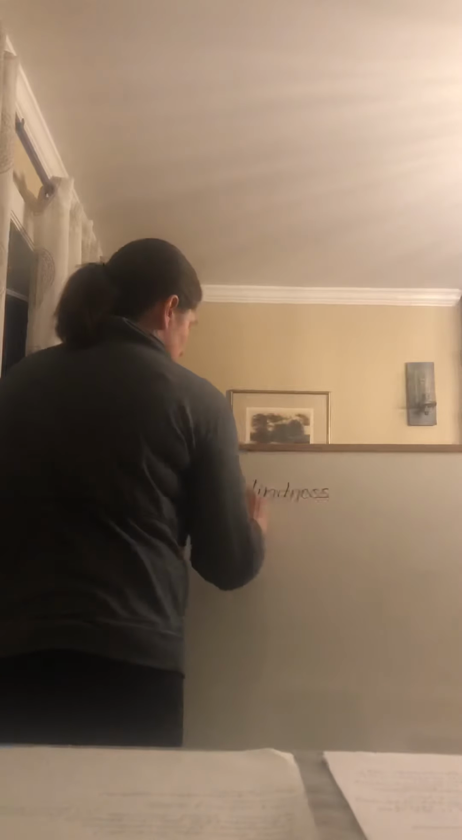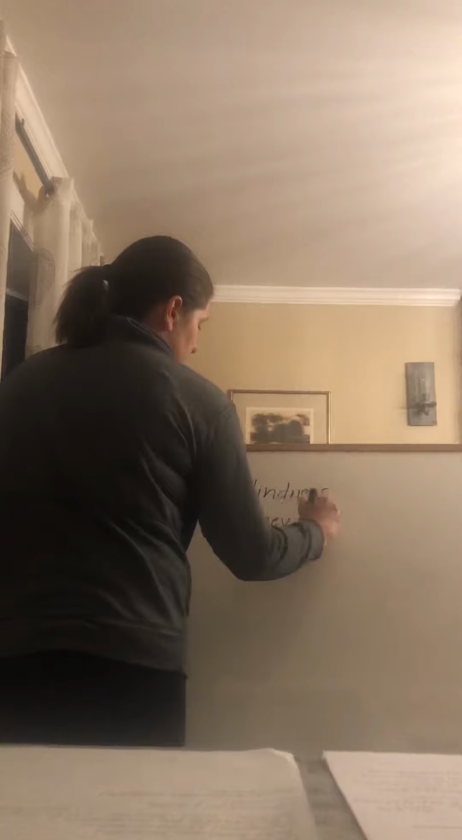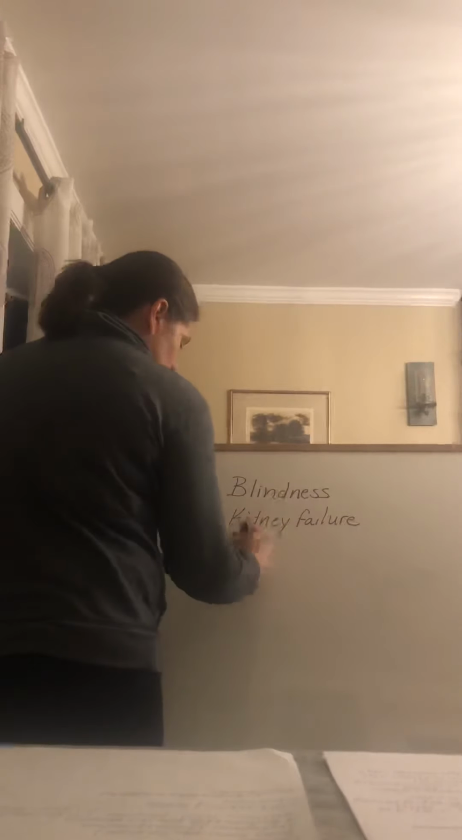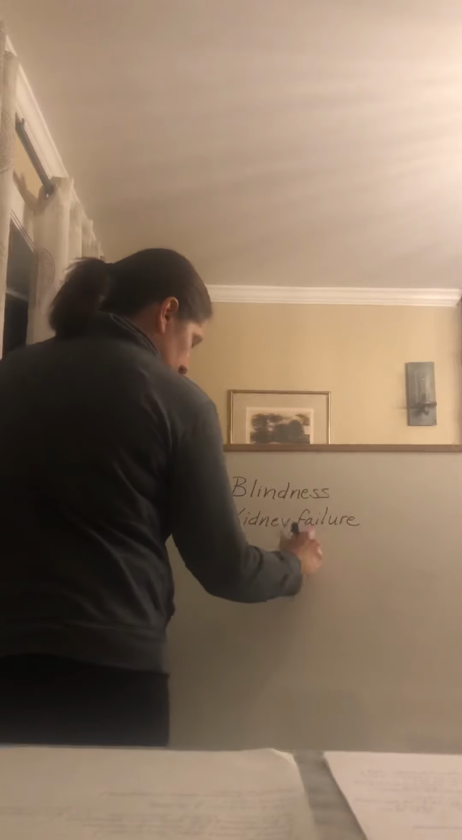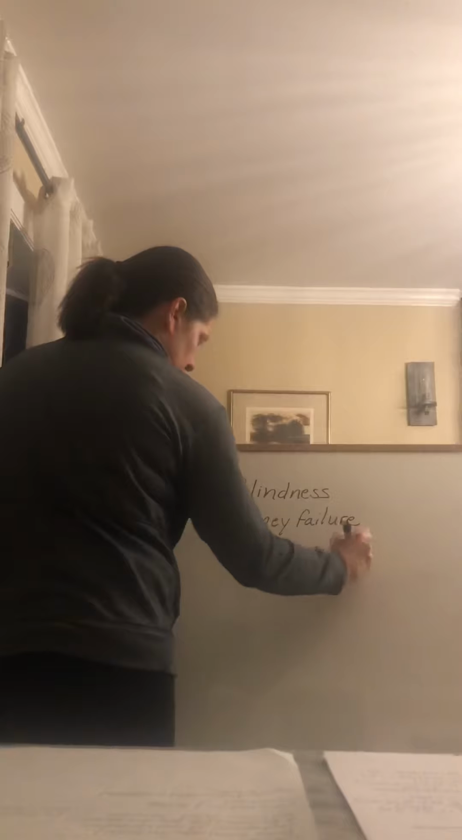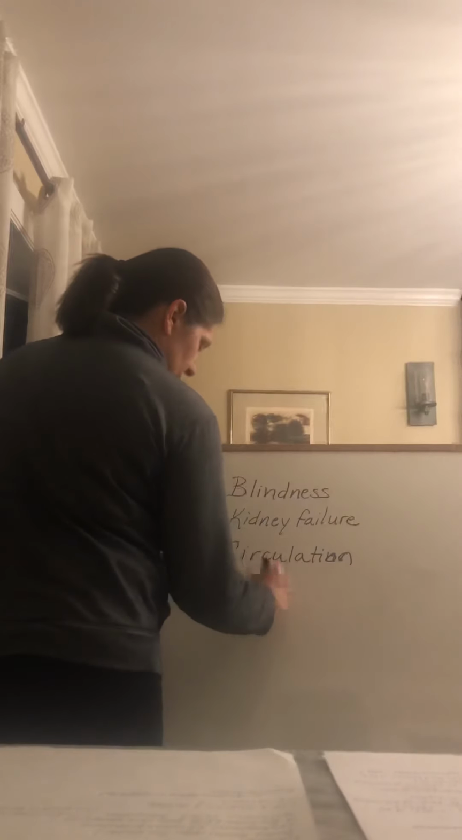If you choose to do nothing about diabetes, what are some of the outcomes associated with people who don't manage their diabetes? Well, you have things like blindness, kidney failure, right? Renal failure is an outcome sometimes of poorly managed diabetes, issues with circulation, and cardiac issues, to name a few.